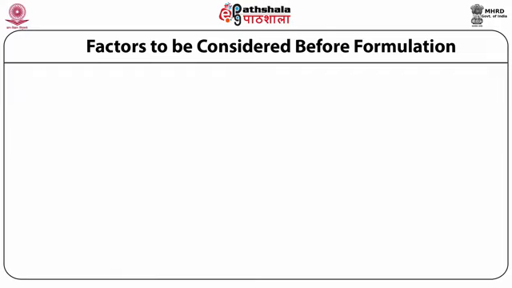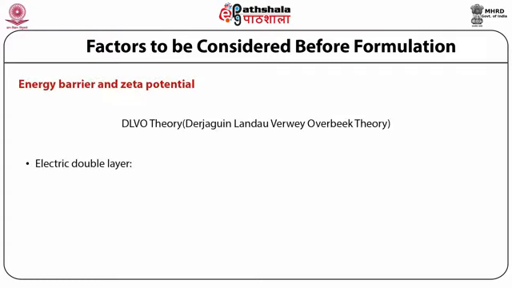Another important parameter which one should consider before formulating the multiple emulsion is the energy barrier and zeta potential. They are important parameters which impart knowledge about the stability of multiple emulsion system. An ionic surfactant adsorbed at the interface orients its hydrophilic and hydrophobic parts towards the polar and nonpolar phase of the emulsion respectively. But some counter ions of the surfactant, for example sodium ion from sodium dodecyl sulfate, will separate from the surface and form a diffused cloud reaching out in the continuous phase.